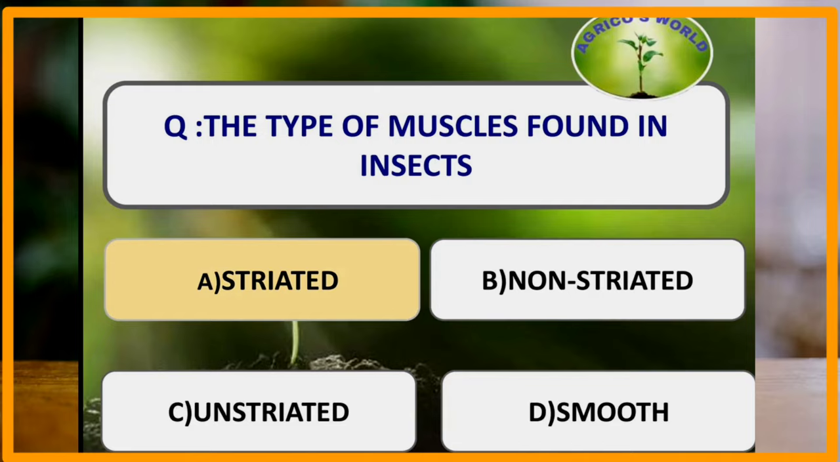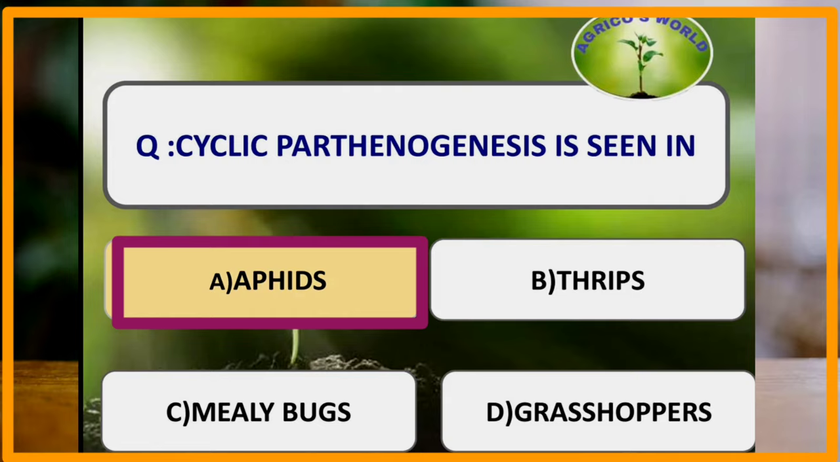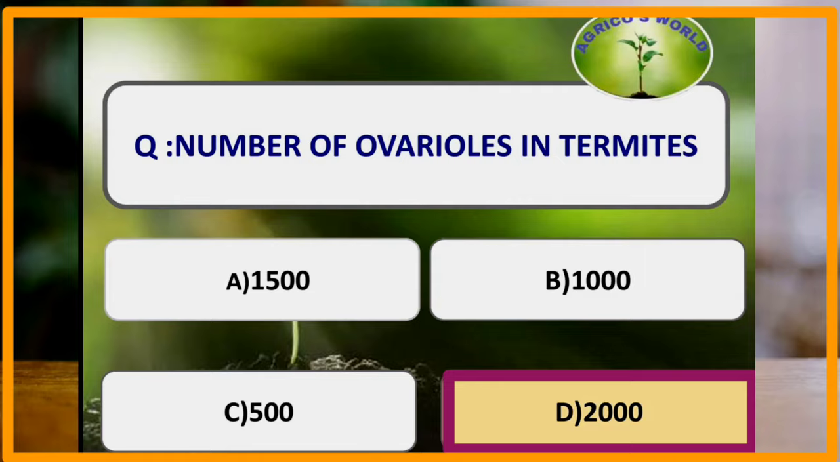Cyclic parthenogenesis is seen in which of the following insects? Cyclic parthenogenesis is seen in aphids. Cyclic parthenogenesis is nothing but the alternation of generations, where parthenogenesis occurs in alternation with the sexual reproduction. Number of ovules in termites are 2000. Termite consists of 2000 ovules.